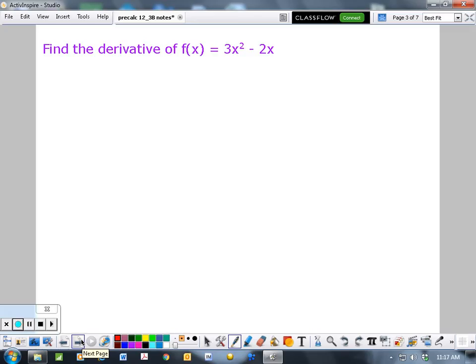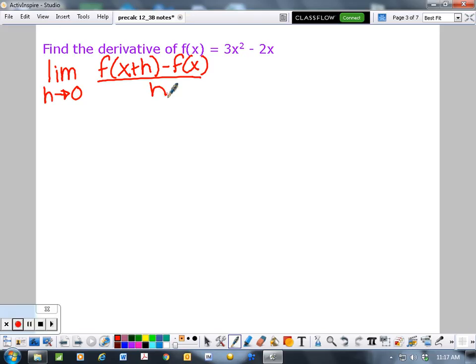So now we can say, find the derivative of f of x if f of x is 3x squared minus 2x. Still doing the same process: the limit as h approaches 0 of f at x plus h minus f at x, all over h. So we go ahead and plug in our information. I'm going to wait to apply the limit till I've simplified. So I'm going to plug in 3 times x plus h squared minus 2 times x plus h.